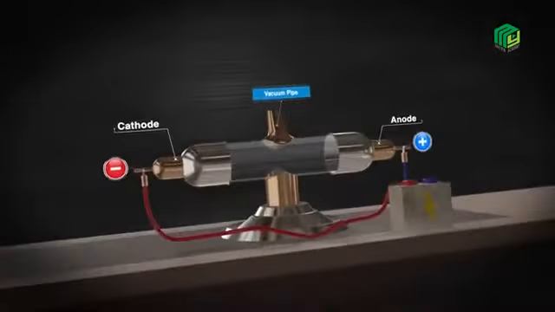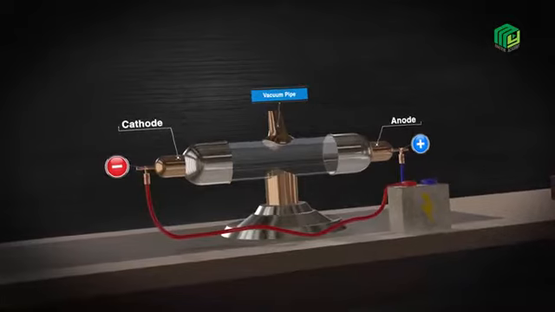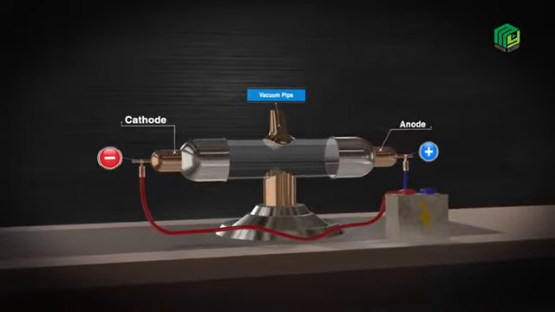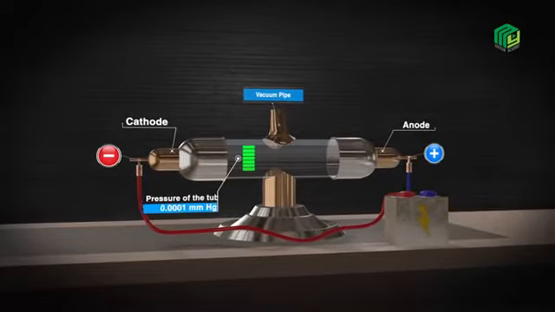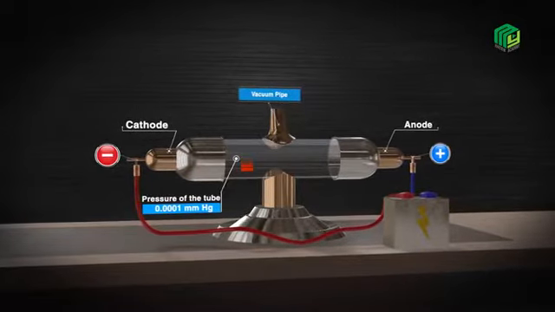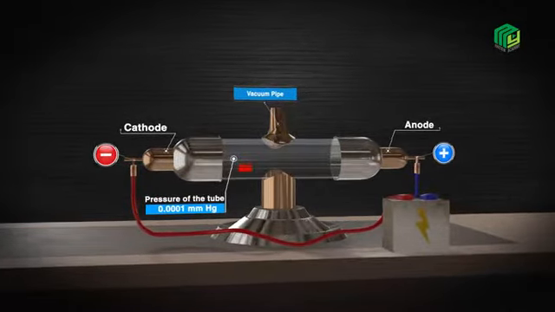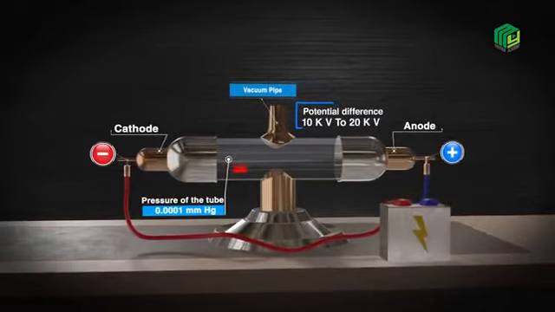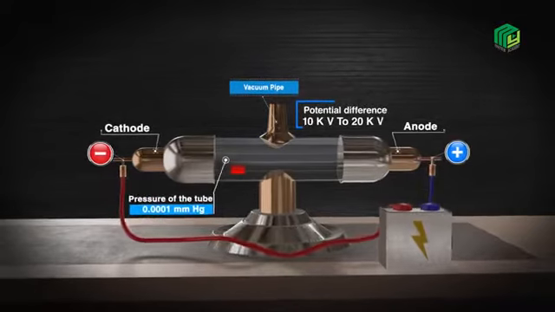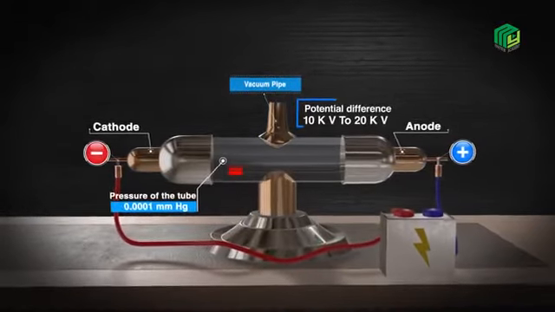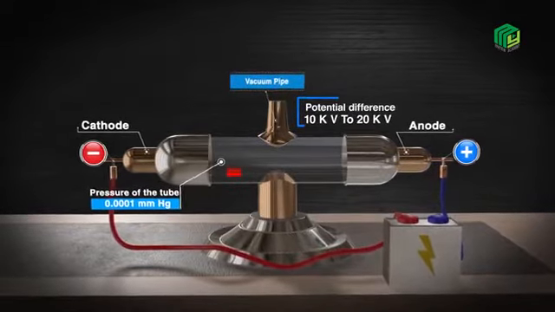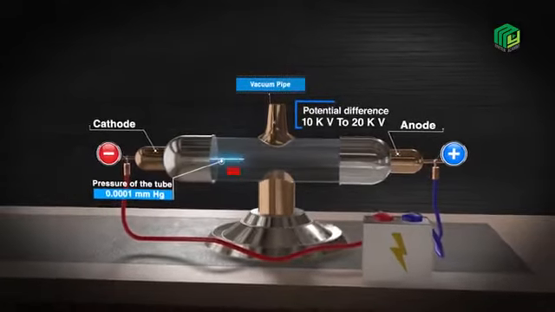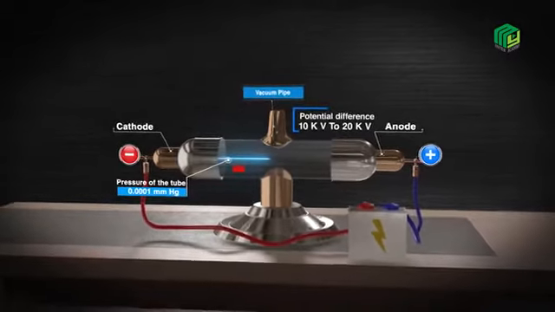It was observed that, at normal pressure, the gas did not allow the current to pass through it. However, when the pressure of the tube was reduced to 0.001 mmHg, and a high potential difference between 10 kV and 20 kV was applied, at the end of the tube, a glow was seen on the walls of the glass tube. The rays emitted by the cathode travel towards the anode.